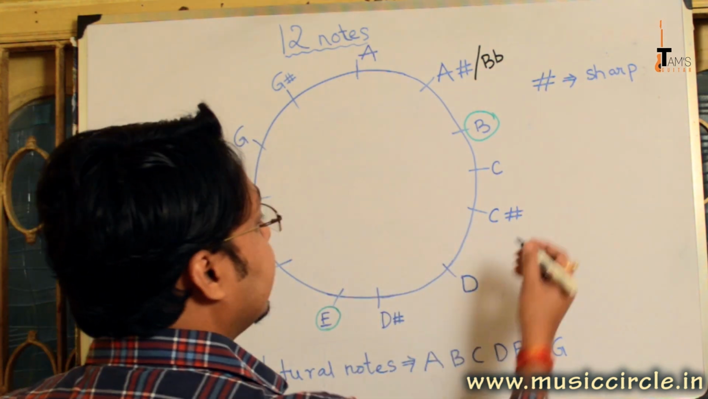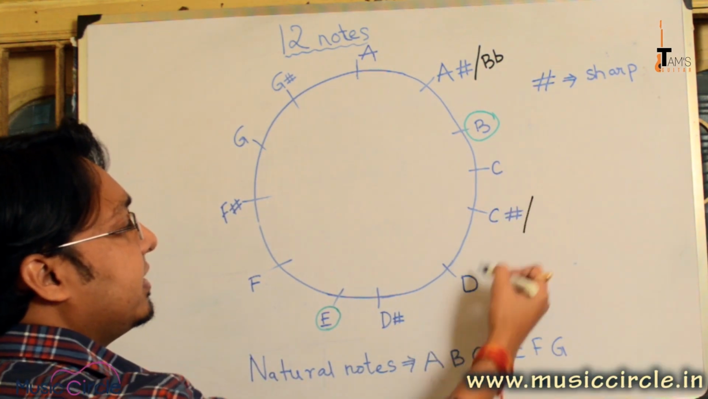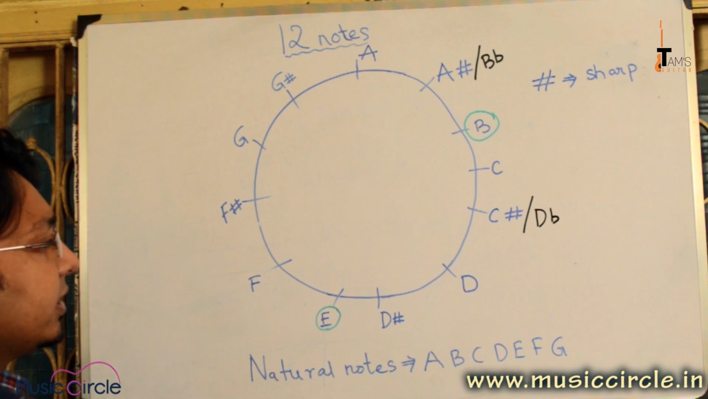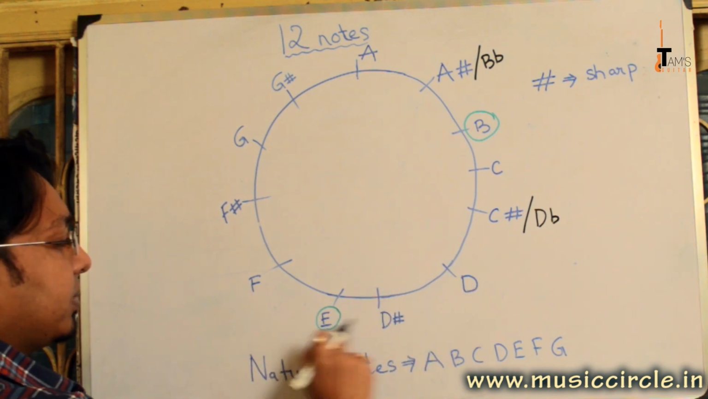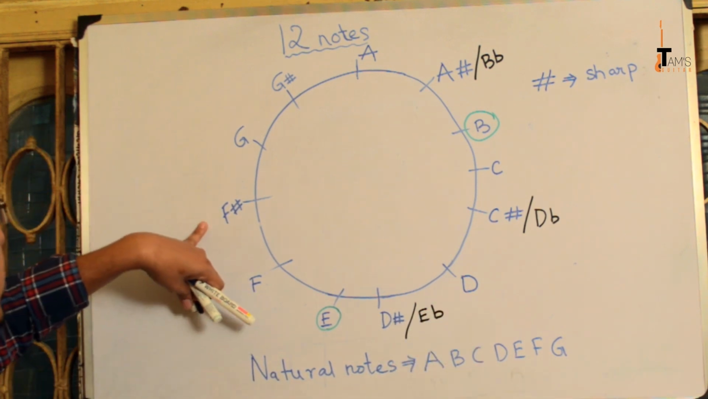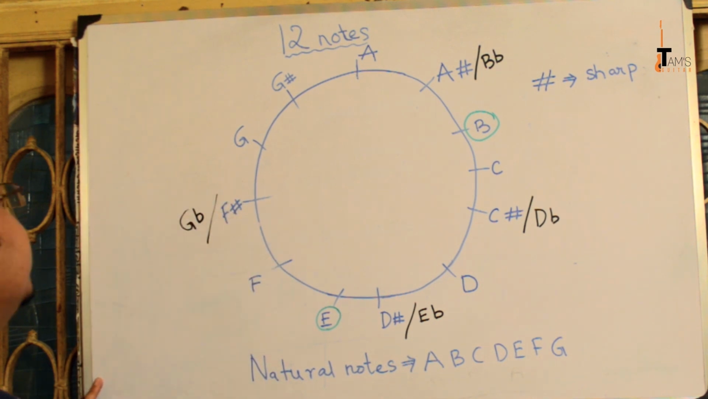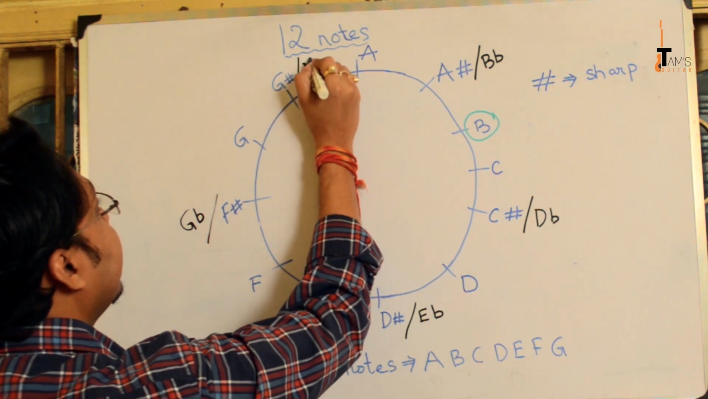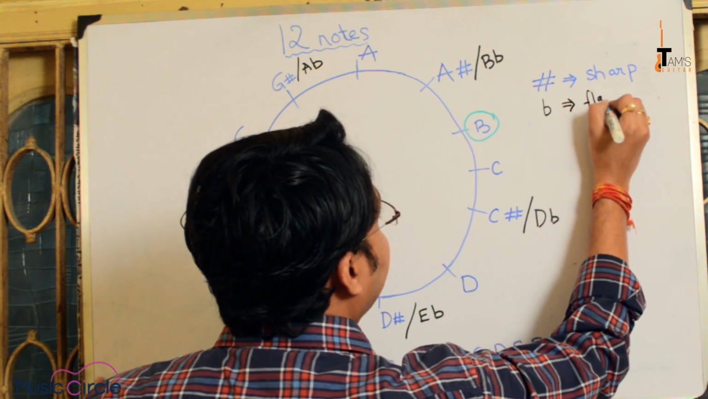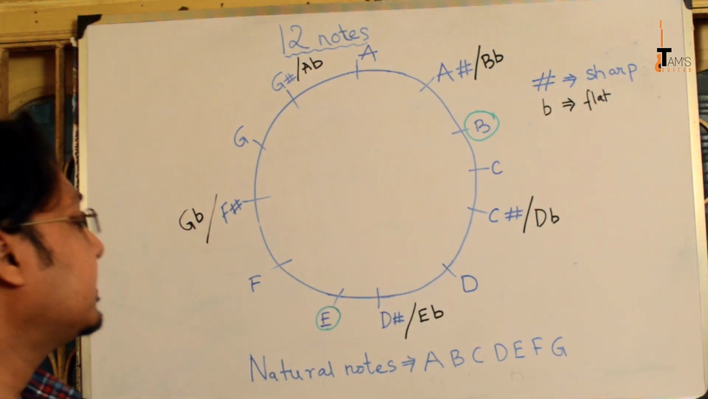So we have another note, C sharp. Definitely it's C sharp because it's ahead of C, but it's behind D, that's why you can call it D flat. Similarly, you can see that D sharp is ahead of D but behind E, so E flat. And you've got F sharp, that is again G flat, and G sharp is nothing but A flat. So small b means flat.